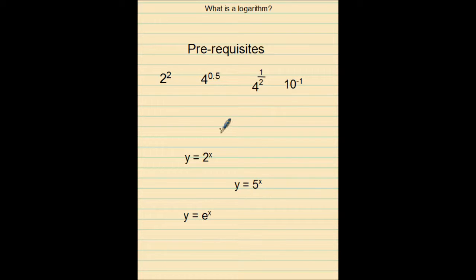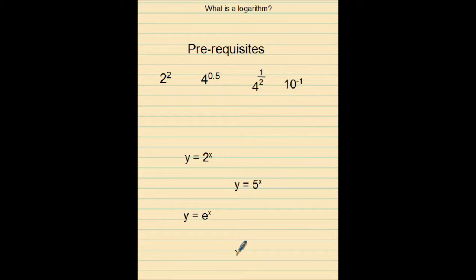And you also need to know about functions in the form y equals a to the power of x. In this case, we have y equals 2 to the power of x, y equals 5 to the power of x. And this is something you may have come across, y equals e to the power of x. Nothing special about this. This is just an irrational number. So instead of writing it out, we give it its own special symbol. So I could have easily written y equals 2.7 to the power of x. And you need to understand about these types of functions.